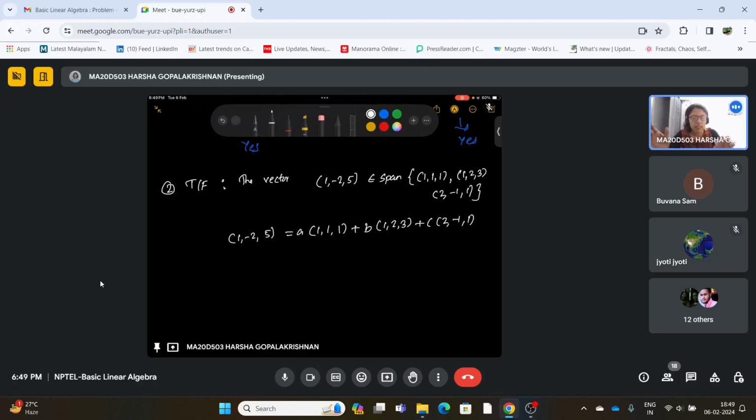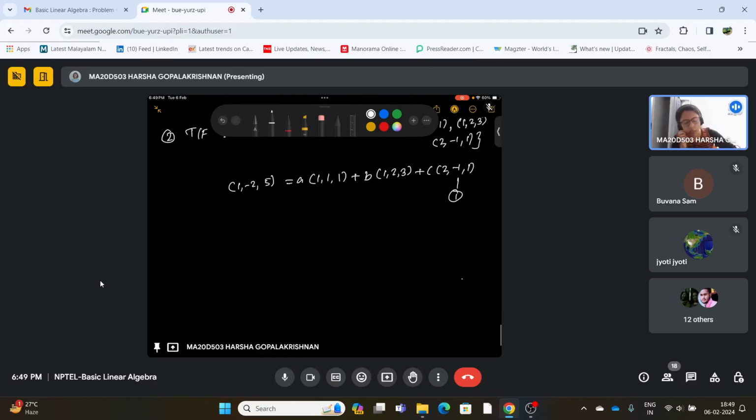We will try to write 1, minus 2, 5 as a linear combination of the given three vectors. If this is solvable for a, b and c, that means if we get some values a, b, c which satisfy this equation, then it is in the span of the set. Otherwise, it is not in the span of the set. So how will we solve this?